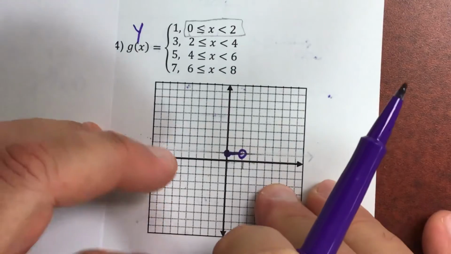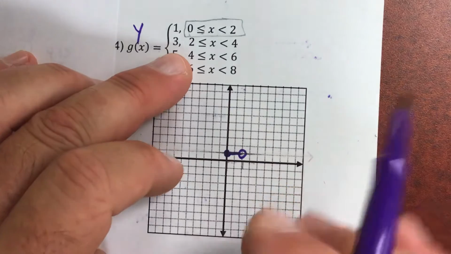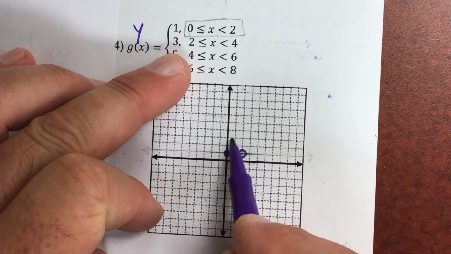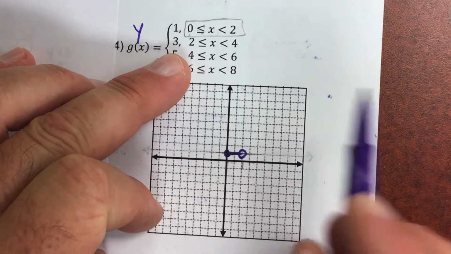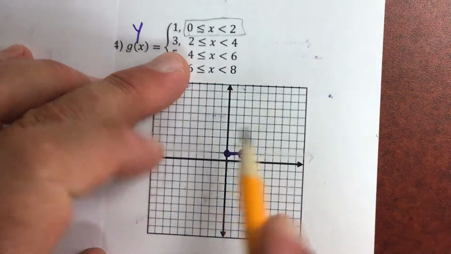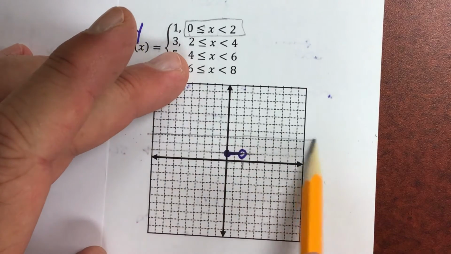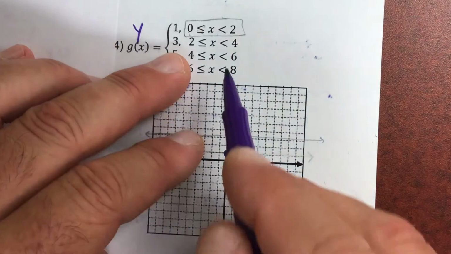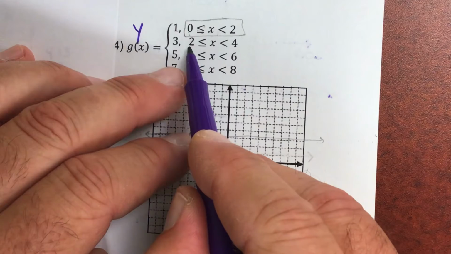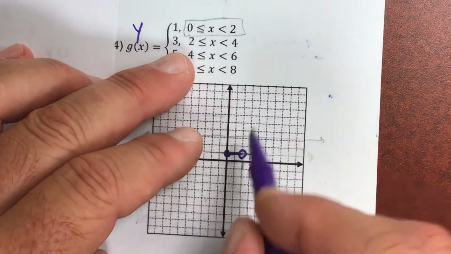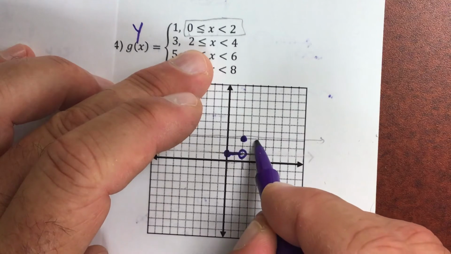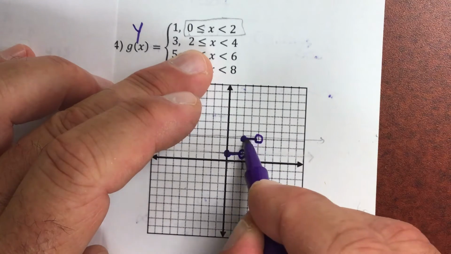So now we do the second one. Now they want y is 3. So this is 1, this is 2, this is 3. Now I'm looking here, and again, I know that it would normally go all the way from negative infinity to positive infinity, but they put a restriction on me. They want 2 to 4. So that means it's a closed dot at 2, an open dot at 4, and I connect it.